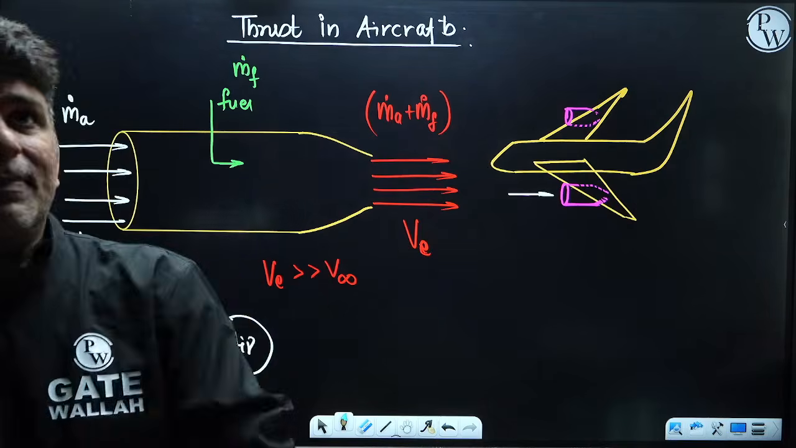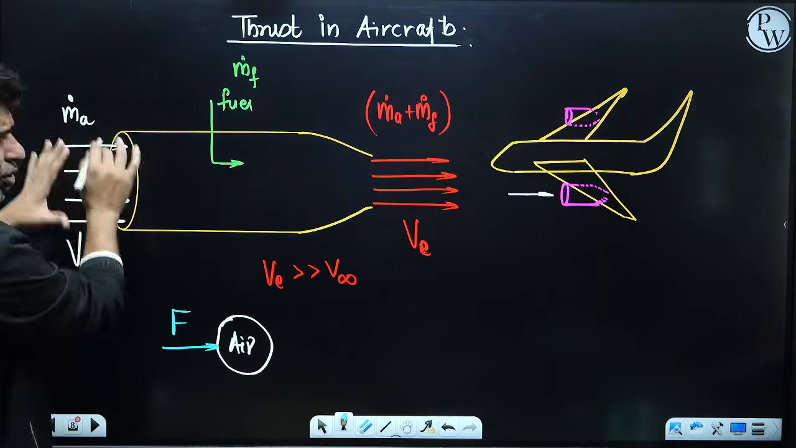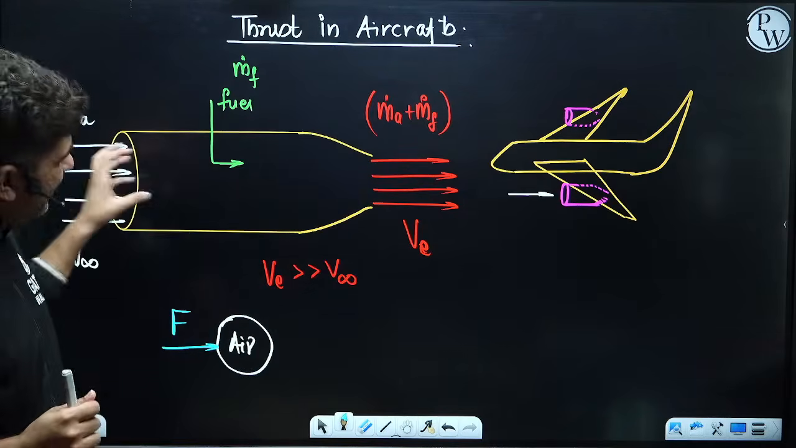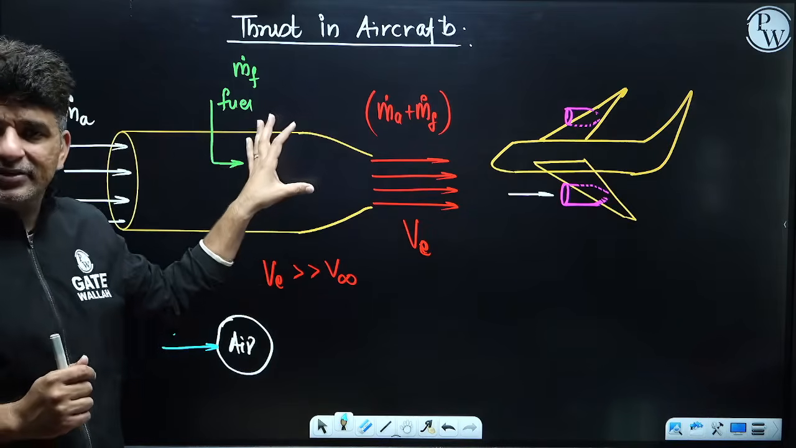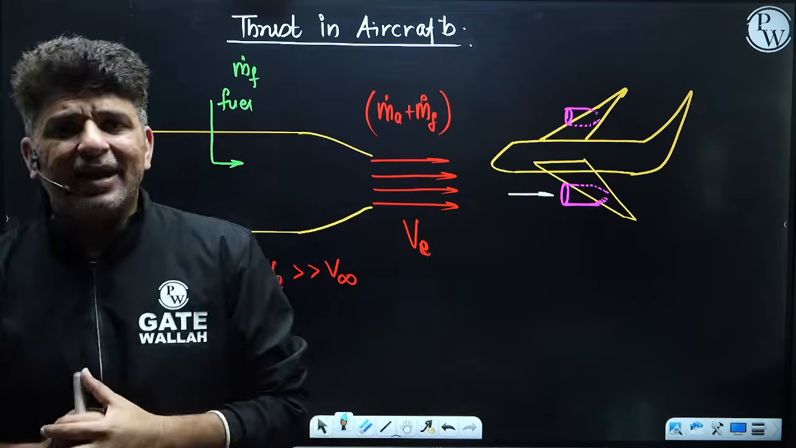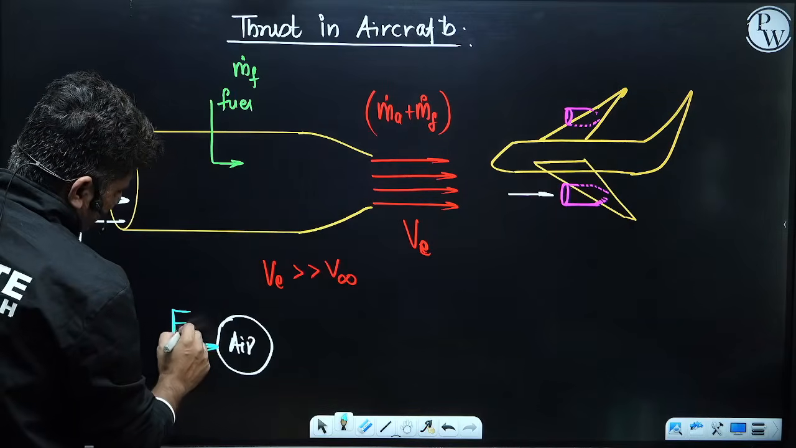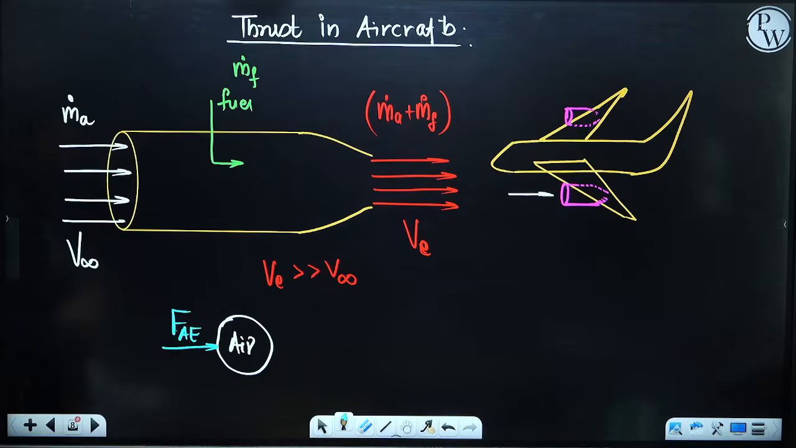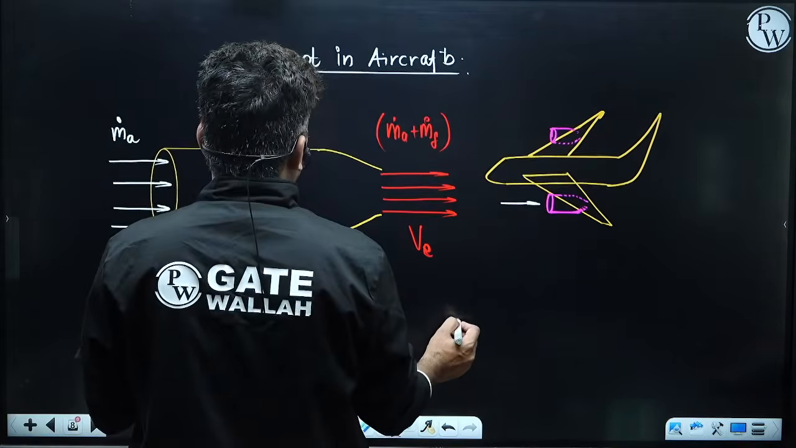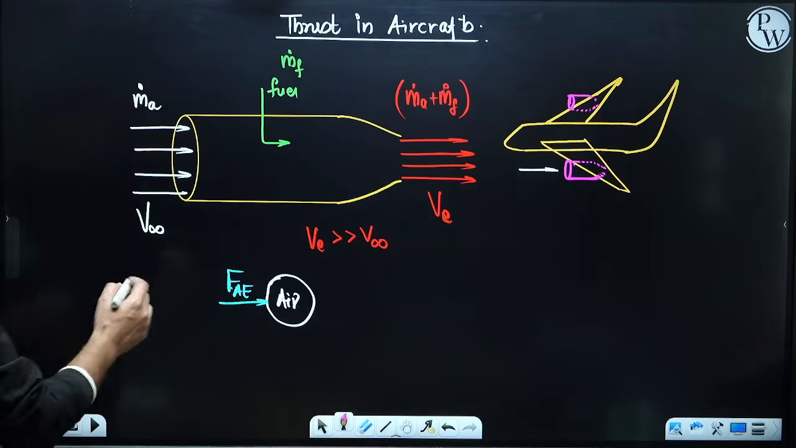Now tell me, who is applying this force? Air over here was all alone, while it is passing through a device, an engine. So when the air has accelerated, the force must have been applied by the engine. So this is the force applied on air by engine. Can I say the same air would also apply a force on the engine? This air would also apply a force on the engine.